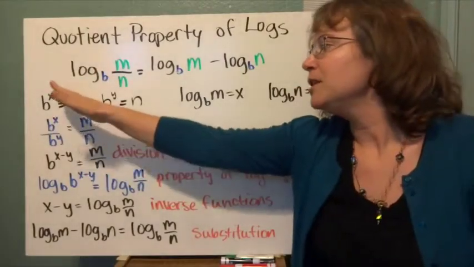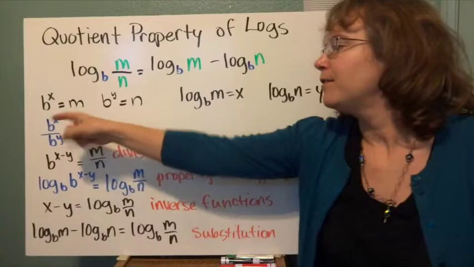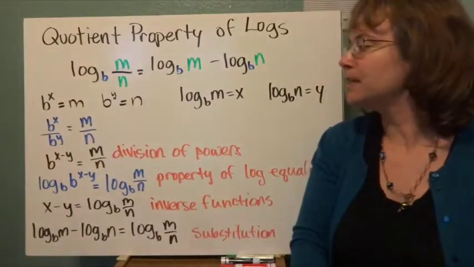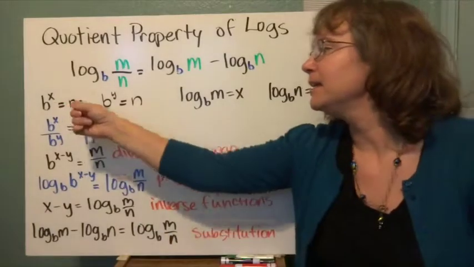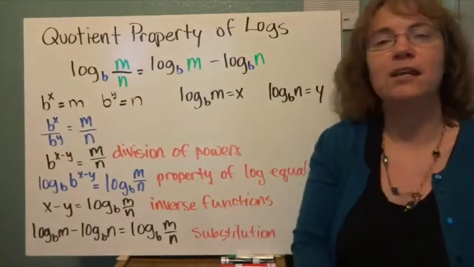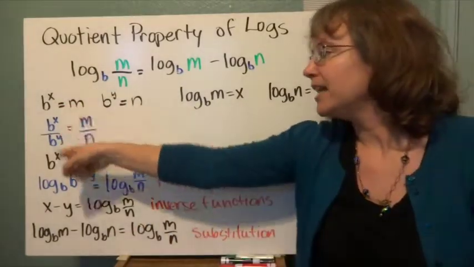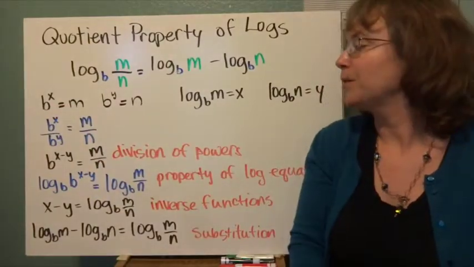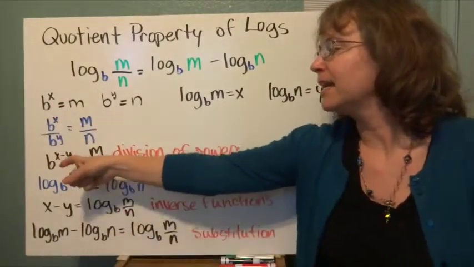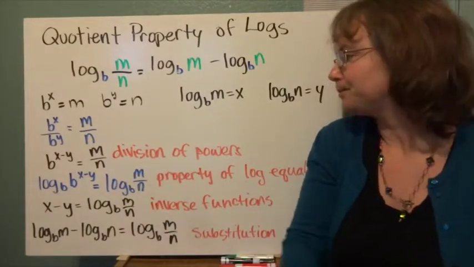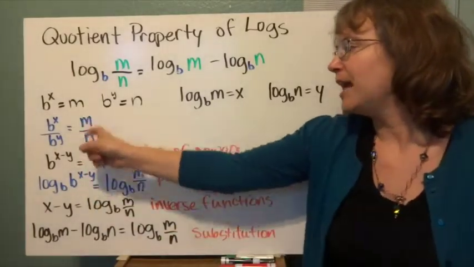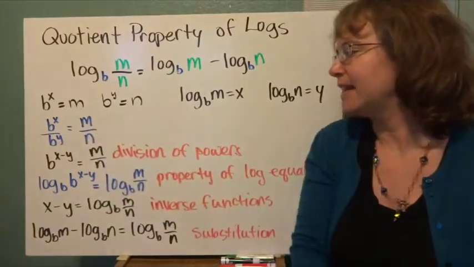So then I'm just going to divide the two of them. I'm going to divide b to the x over b to the y. And that's going to equal m divided by n, since b to the x equals m and b to the y equals n. So then I can use that property of exponents where I have the same base and I can subtract the exponents. That's just the division of powers. And that's equal to m over n. I didn't change that side.